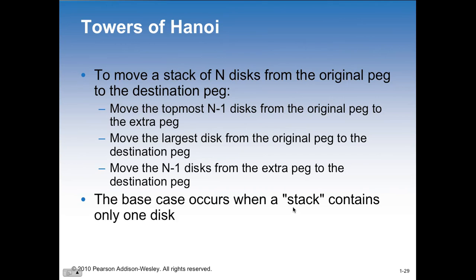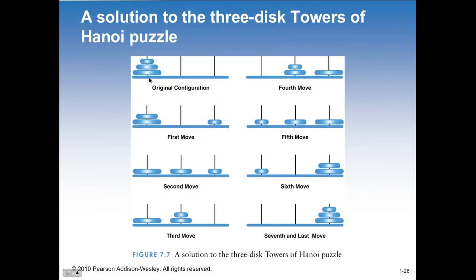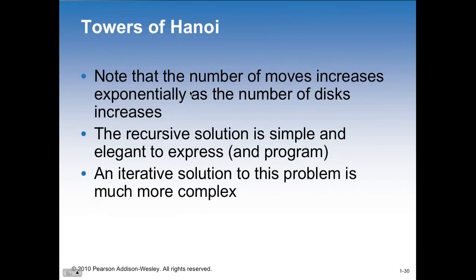So when this is spread out, and we're down to one, we're back at the original function, and we hit the base case, and then we can recursively perform the next round. And the next round is going to essentially build this back up. So note the number of moves increases exponentially as the number of disks increases, because we have more moves to make. And the recursive solution is simple and elegant to express and to program. An iterative solution to this problem is much more complex. If you had to write a loop for this, perhaps, it's supposed to be more complex.